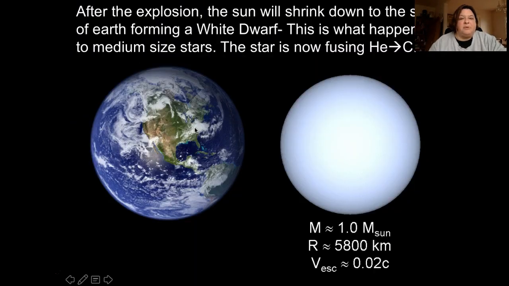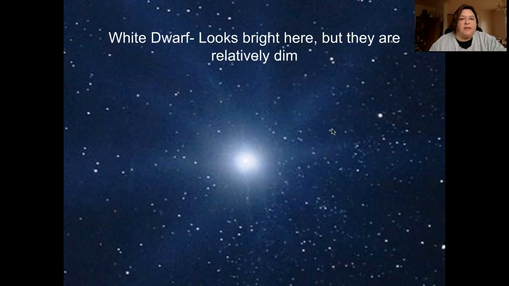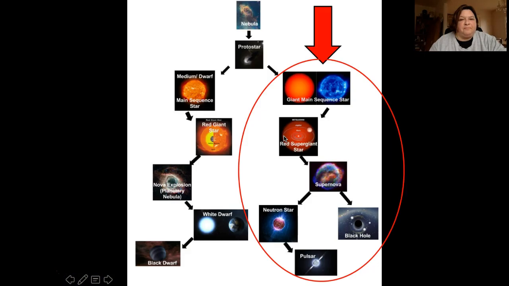Then after that explosion, the sun shrinks into a white dwarf, and that white dwarf starts burning helium into carbon and eventually can burn carbon into iron, becoming a black dwarf. So this is an example of a white dwarf. Here it looks pretty bright, but they're actually relatively dim.